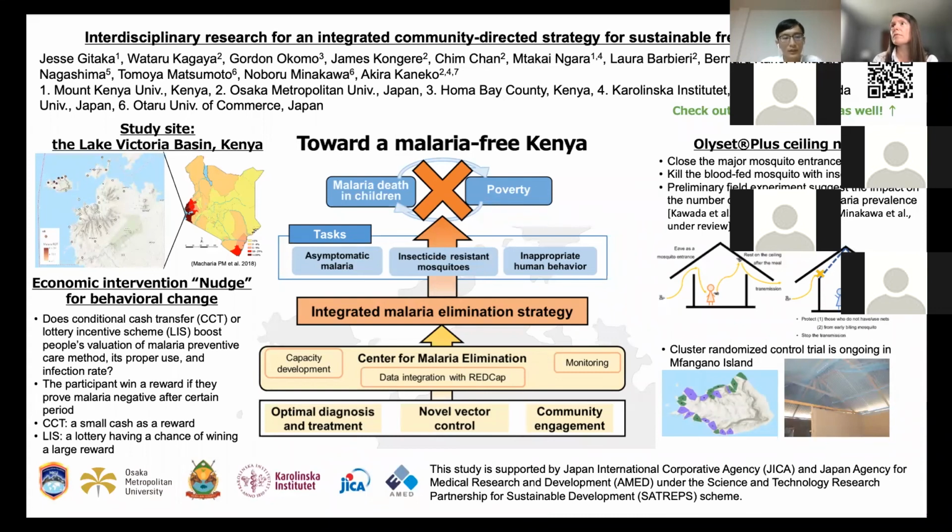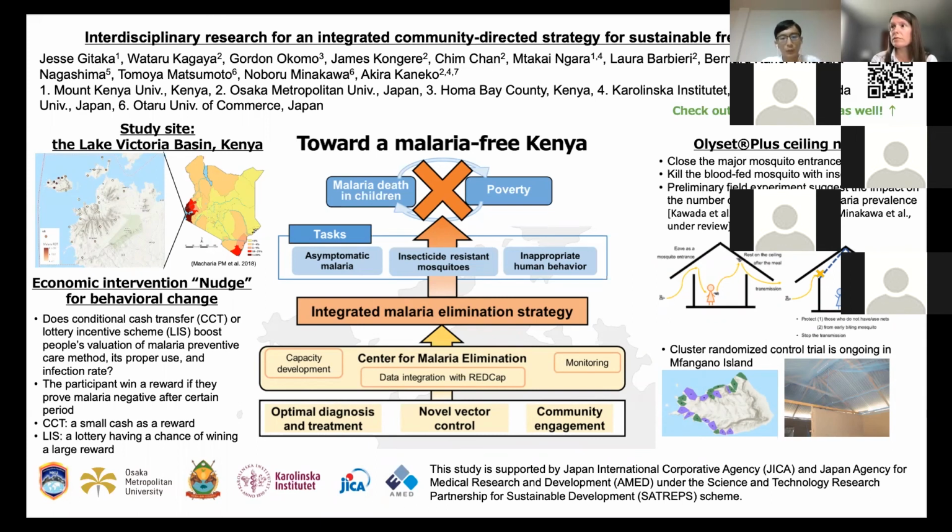Seeding net is literally the net covering the seedling so that it prevents the mosquito entrance from the eave and kills the mosquitoes that rest on the seeding after the blood feeding. This concept is already proven with small-scale field experiments.